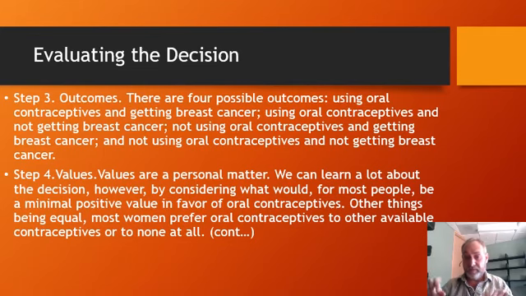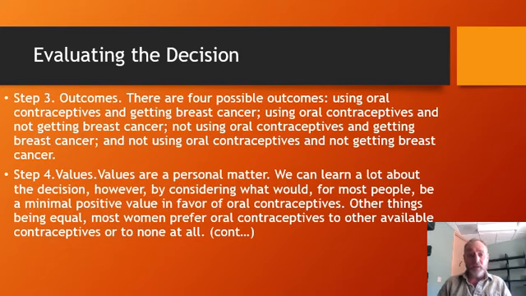So given this limited set of two options and two states of the world, we end up with a relatively small matrix of four possible outcomes. You might use oral contraceptives and still get breast cancer. You might use oral contraceptives and not get breast cancer. You might not use oral contraceptives but still get breast cancer, and you might not use oral contraceptives and not get breast cancer. Those are four things that could happen.